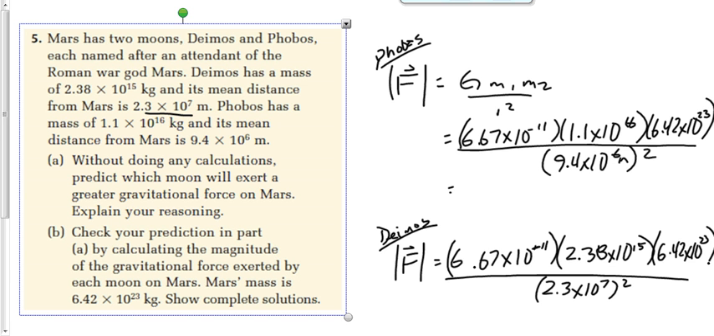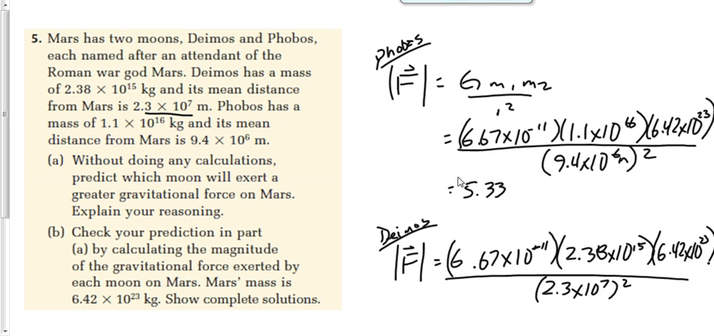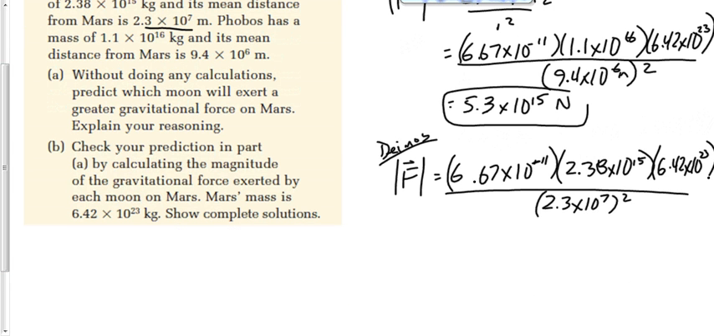Okay, on this side of the room, who's got the value of the force on Phobos? 5.3308. We're going to round that to 2 digits, right? 5.3 times 10 to the 15. Thank you, Stefan. Do you agree with that, guys? Yes, good. Thank you. And somebody on the other side, let's get the force of gravity between Deimos and Mars. You get that one, Jenna? 1.9 times 10 to the 14 newtons.